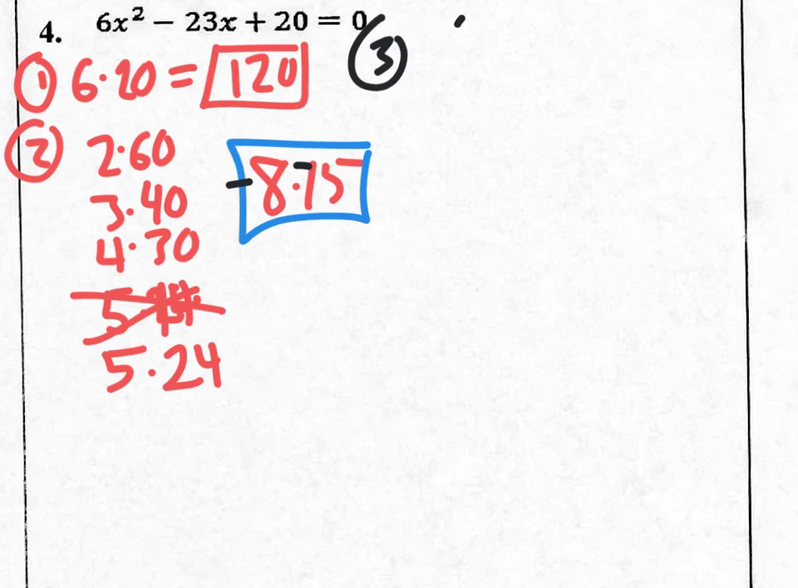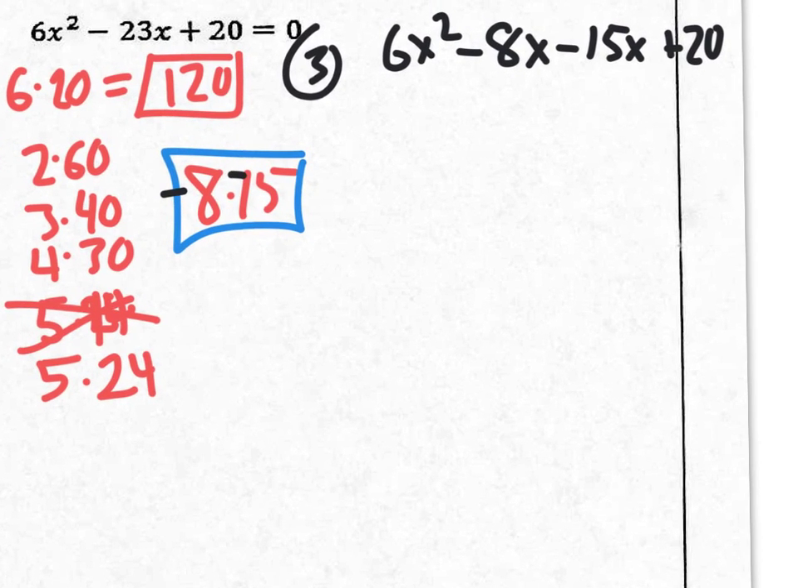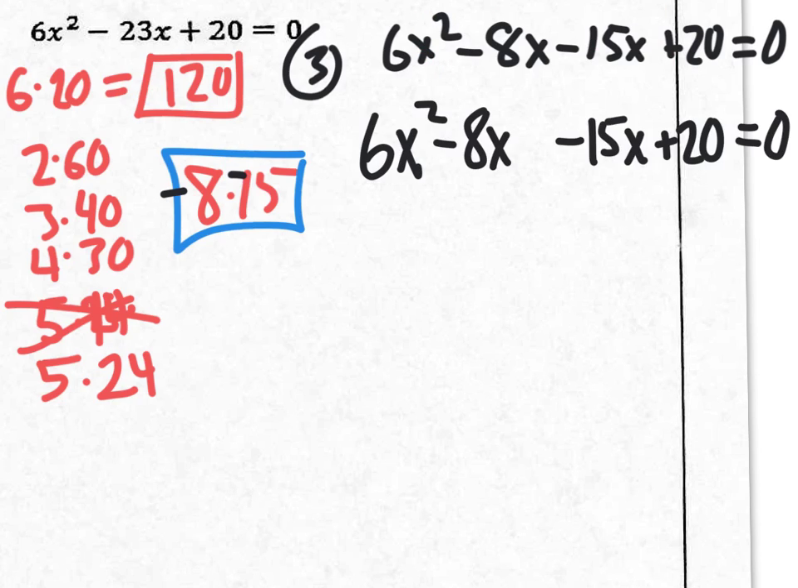So let's rewrite the whole thing. It's going to be 6x squared minus 8x instead of minus 23x, minus 15x instead of that b value that we had before, and then plus 20. And I'm running out of space, so let me move it over, equals 0. Now the equal 0 is not important until the very end. What we're doing right here is factoring by grouping. So we're going to separate it into the first group and the second group. Let me put some space between it.